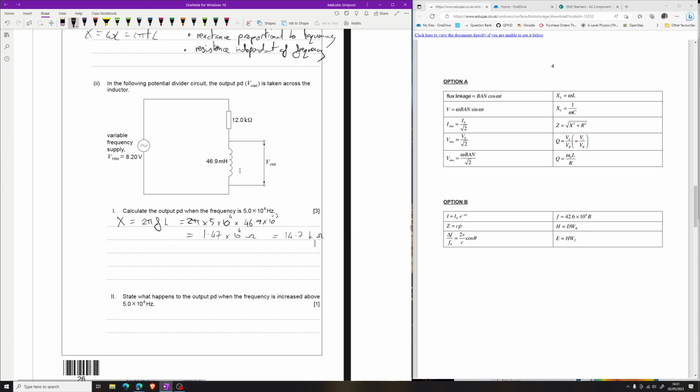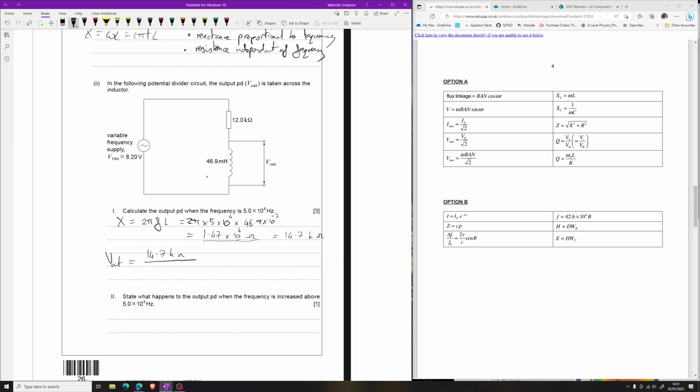And then I just need to calculate what fraction of the total PD. So this is a potential divider, but we do have to be a little bit careful combining because this isn't a resistance. Bear in mind, this is a reactance. It is not a resistance. So what we want is that reactance, 14.7 kΩ, divided by the impedance of the circuit multiplied by the input.